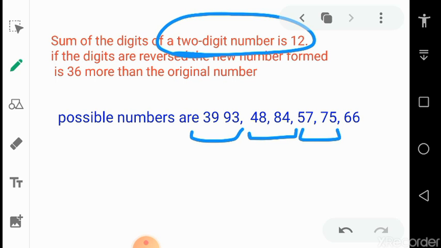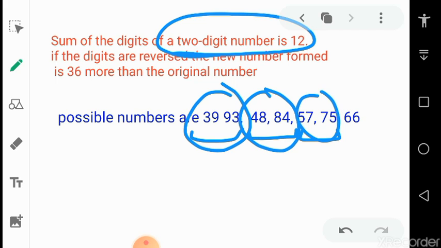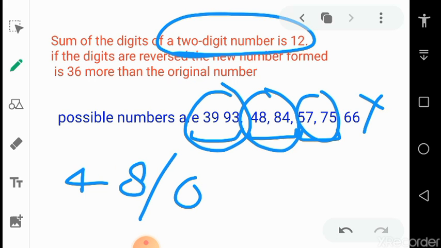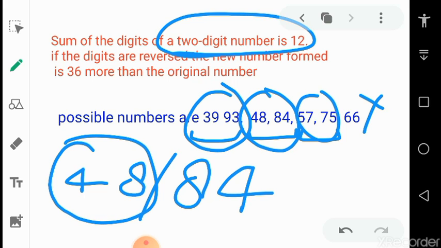Okay, try to check the difference of these is not 36, difference of these is 36, here not and here also not. So our answer will be either 48 or 84, but only one answer is there. So in the question it is given that the new number formed is 36 more than the original number. It means the new number is bigger, so our answer is smaller, that is 48.